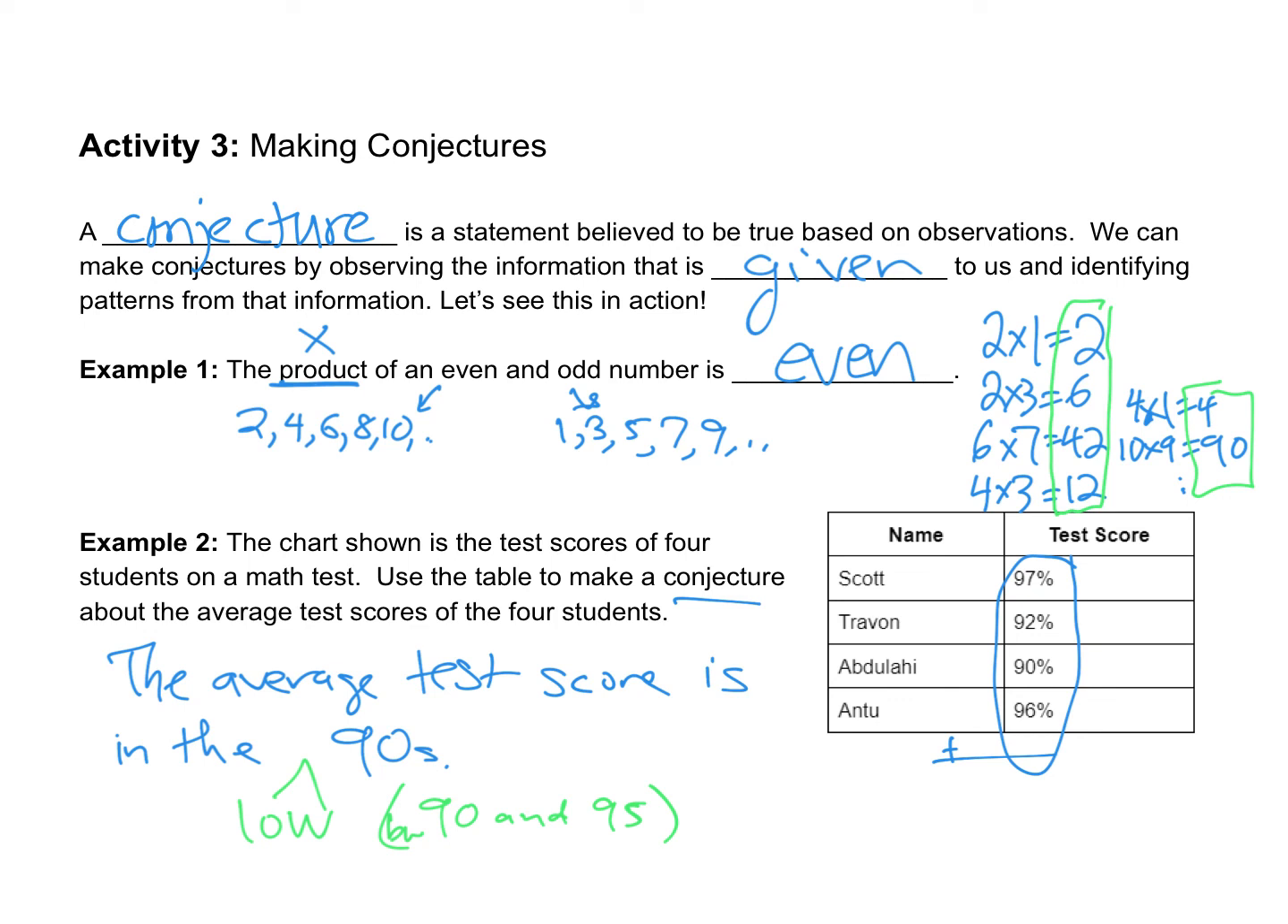So that's the idea of a conjecture. It's a guess, but it's a guess that's based on observations. It's a guess that's believed to be true based on the given information. And again, going back to the first video, it's kind of just about making an intelligent argument backed up by information. So very important skill.